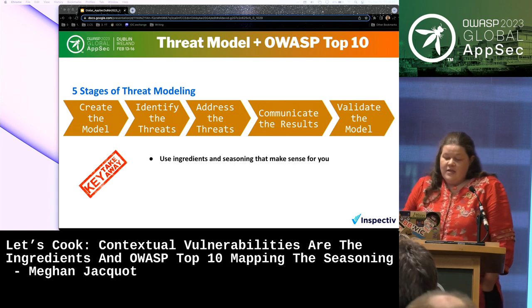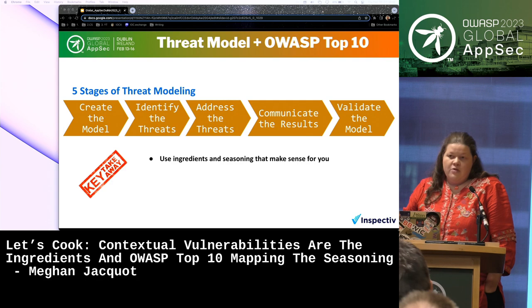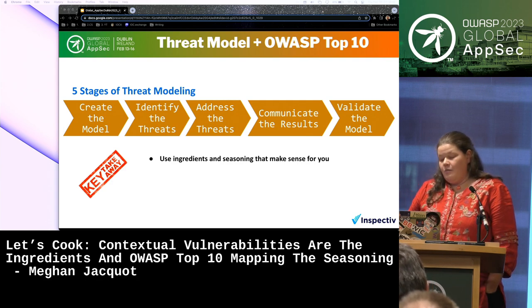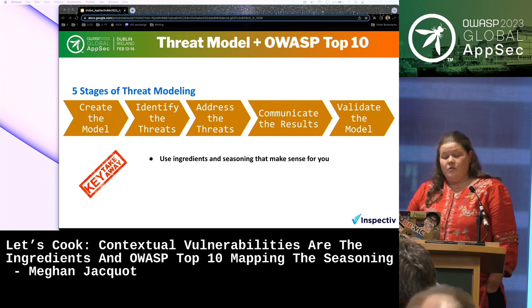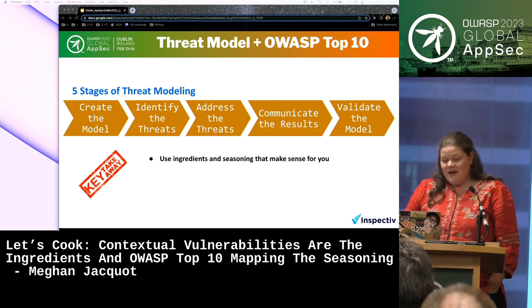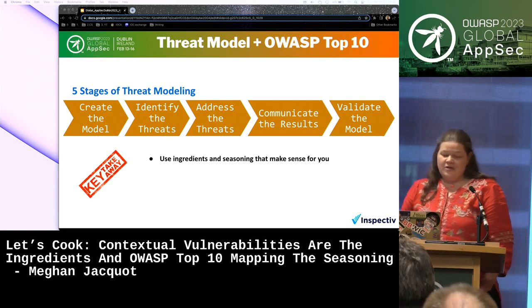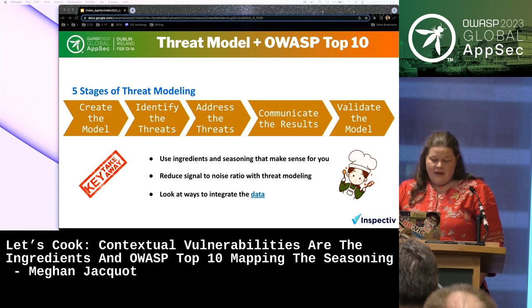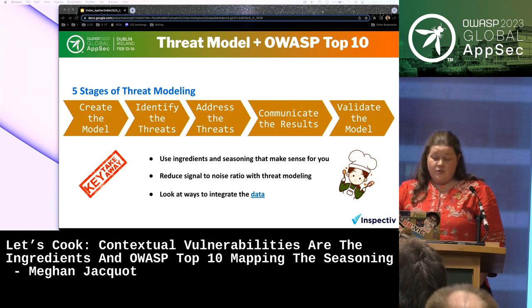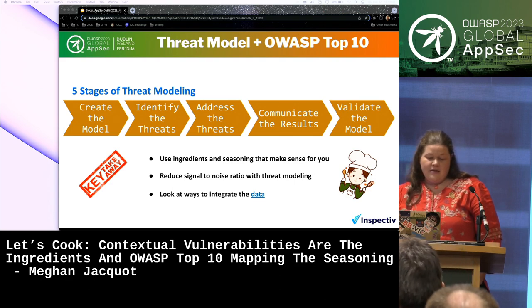We have these ingredients and these seasonings, so we can maybe use the OWASP Top 10. We can use data from breaches. You hopefully have some internal data and metrics that you can pull, and you can use all of that combined together to see what might matter most to your organization. The whole idea is to work on reducing that signal-to-noise ratio, to wear a few fewer hats, and to look at ways to integrate the data.